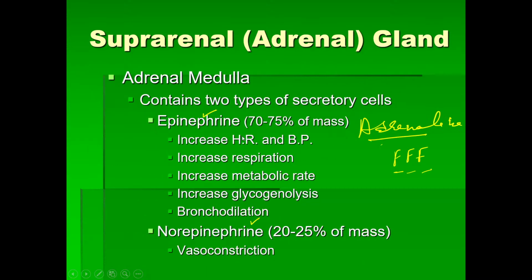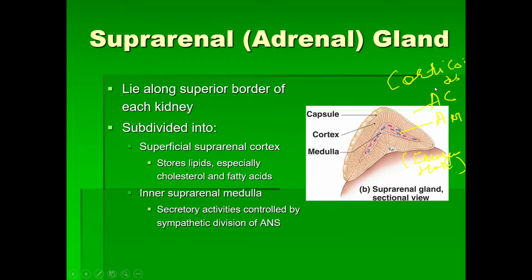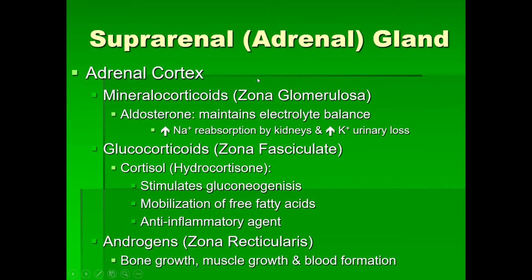Then the second important portion of the adrenal gland is the adrenal cortex. The adrenal cortex secretes hormones which are collectively referred to as corticosteroids. There are three different kinds of corticosteroids: mineralocorticosteroids, glucocorticosteroids, and androgens. The mineralocorticosteroids are responsible for the mineral balance within the human body, primarily the sodium as well as the potassium ion balance.